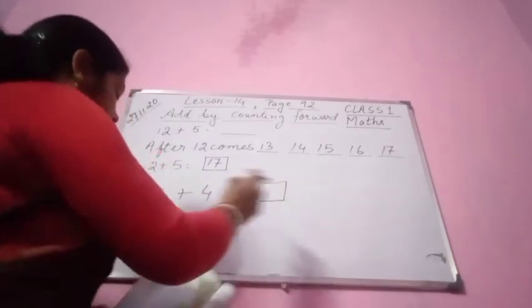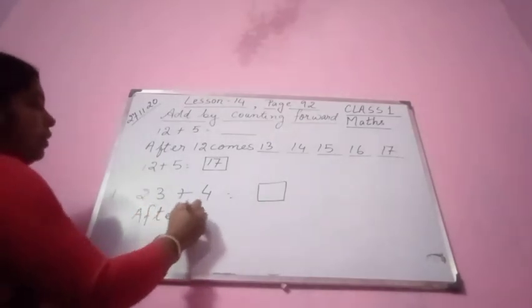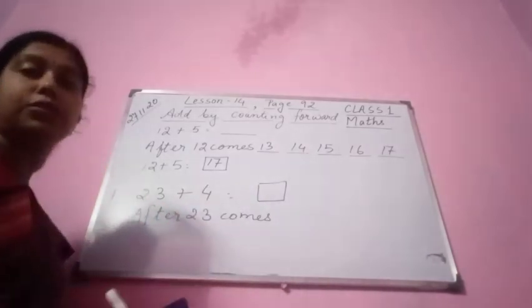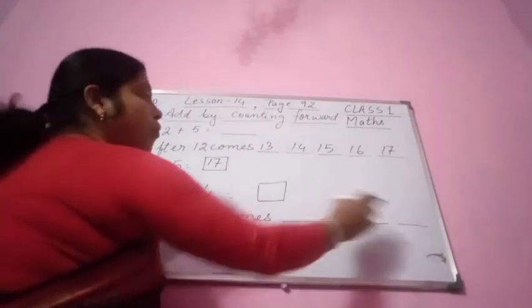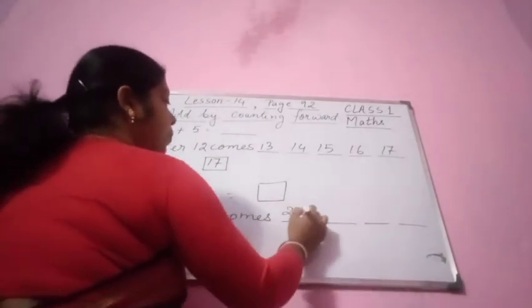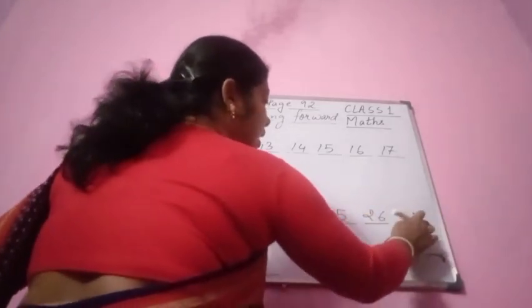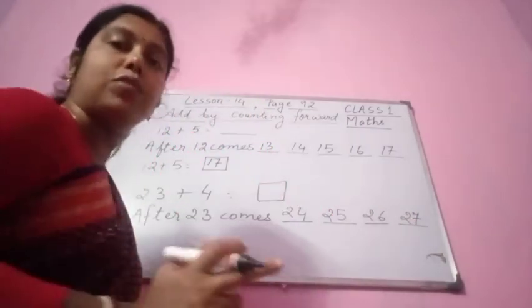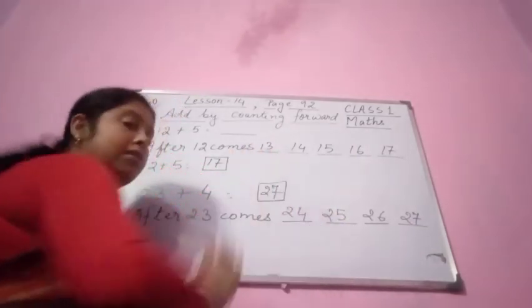Now you see, after 23 comes, you do it in this way. After 23, how many places do we have to count? 4 places we have to count. So after 23 you give 4 blanks. After 23 comes what? 4 more you count. 23, 24, 25, 26, 27. The last number, after 23 till 4 more places you count, so 24, 25, 26, 27. So the answer will be 27.